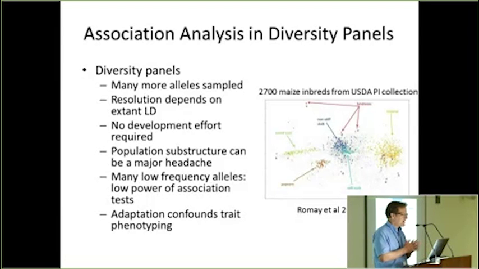The advantage to these diversity panels is you're sampling much greater diversity. That's great. You sample more alleles. The resolution can be much higher, particularly in maize, because the linkage disequilibrium breaks down very fast in diverse material. You don't have to spend all these years making inbred lines out of crosses, which is a lot of work. However, there are some penalties to it. You have to deal with the population substructure.